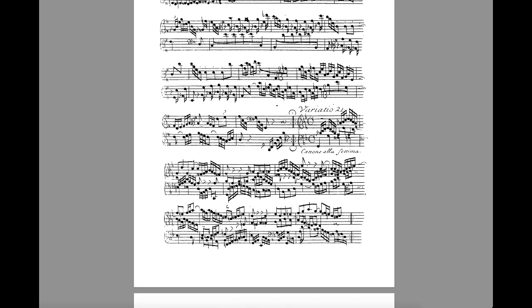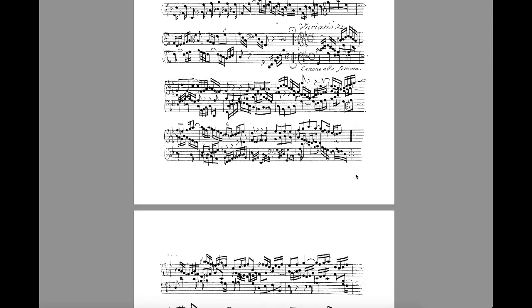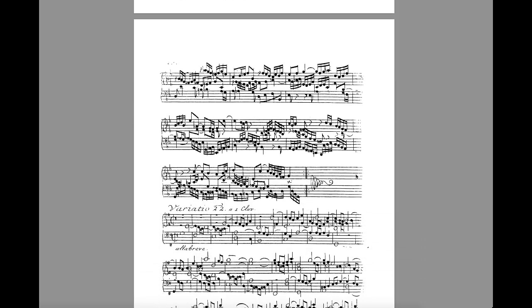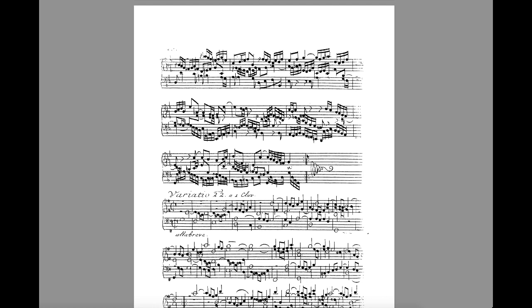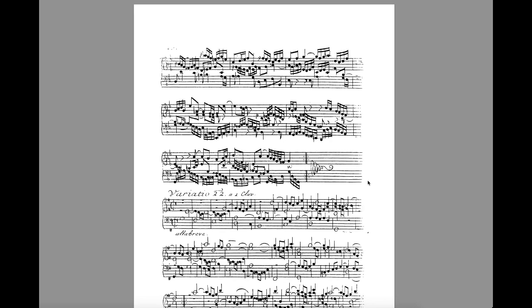Now we're in variation 21. This is the canon at the 7th, and this continues on to the next page. Look what we have here. We have no fermata at the end of variation 21. It goes back to this very artistic looking squiggly line, this whirlwind kind of flourish.